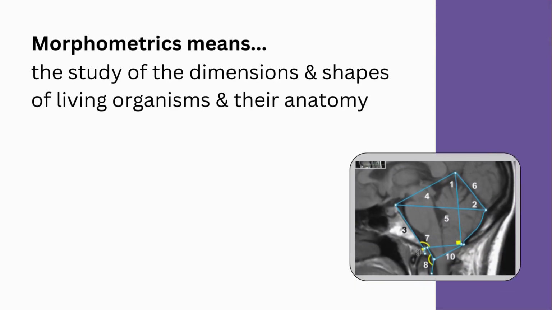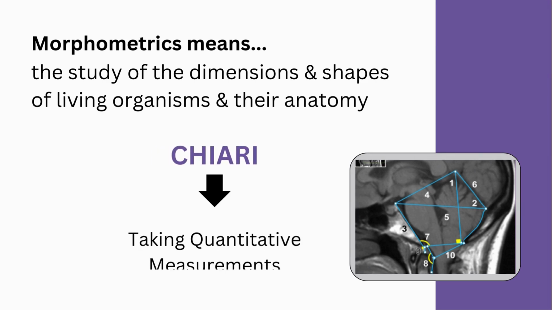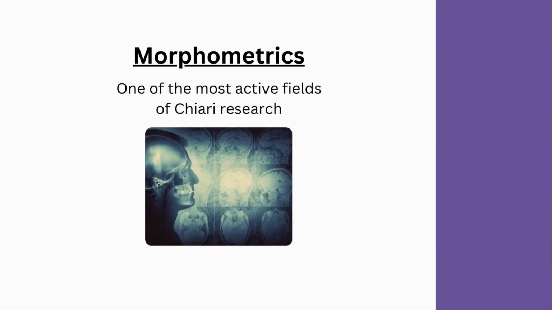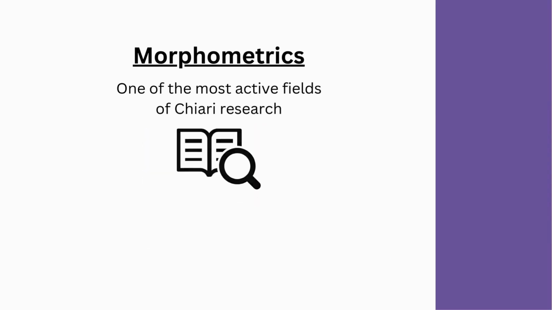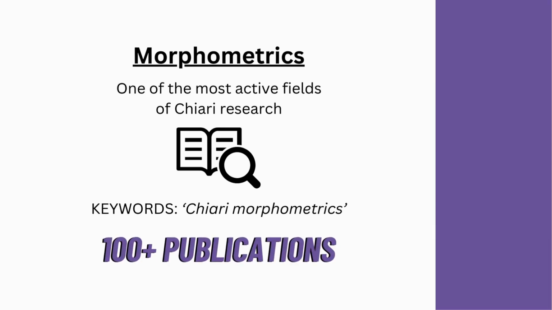Morphometrics means the study of the dimensions and shapes of living organisms and their anatomy. So with Chiari, morphometrics involves taking quantitative measurements of the skull, brain, and spine from imaging. Morphometrics is one of the most active fields of Chiari research, and a quick literature search with the keywords Chiari morphometrics returns well over 100 publications.